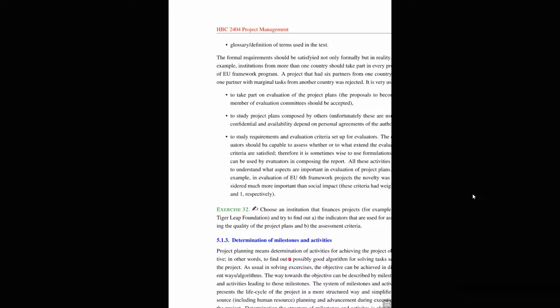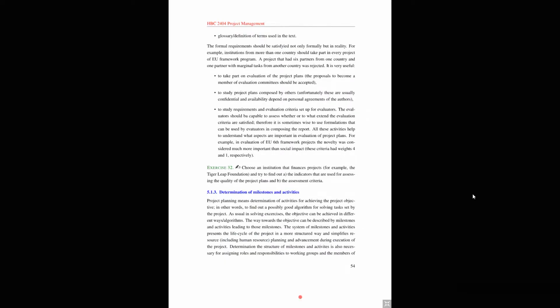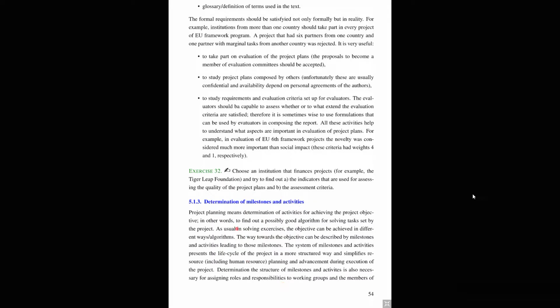Then how do you determine the milestones and activities in our projects? How do you determine the milestones and activities in project planning?